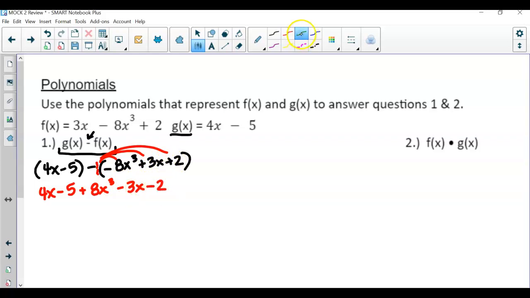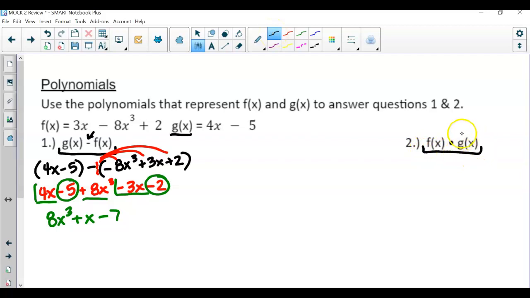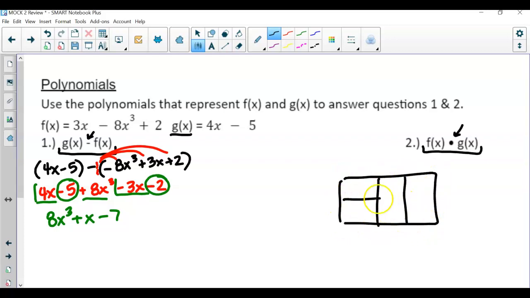Now we can start combining like terms. There's no other x cubed, so 8x cubed, but I do have 4x minus 3x giving me 1x, so plus x. And then last I have negative 5 minus 2, which is negative 7. Then notice here, we're taking our two functions and now we are multiplying them. So because f of x is 3 terms and g of x is 2 terms, I need to set up a 3 by 2 area model or box method here.